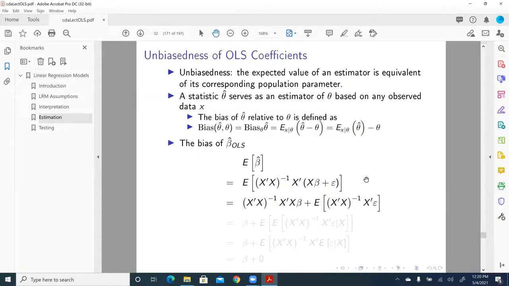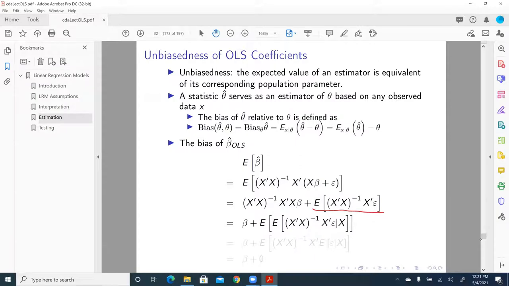Next, we're going to use the distributive law to expand this term. First, X prime X inverse X prime X beta is a constant, because beta is a population parameter and X is given. So that term gets out of the expectation operator without any change. What's left is the expectation of X prime X inverse X prime epsilon. On the left, X prime X inverse X prime X cancel out, so this part becomes beta, okay?